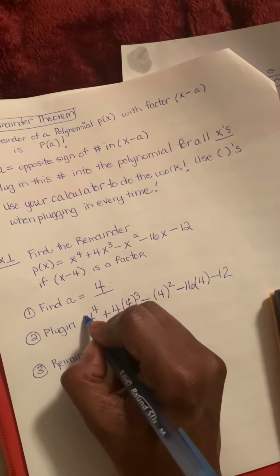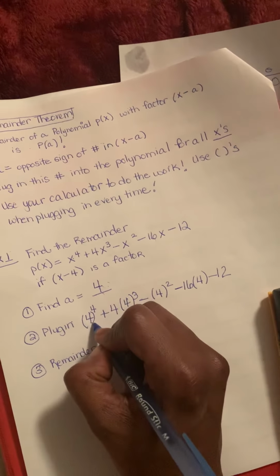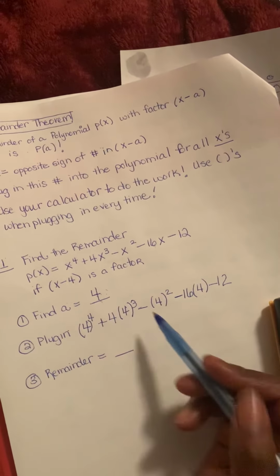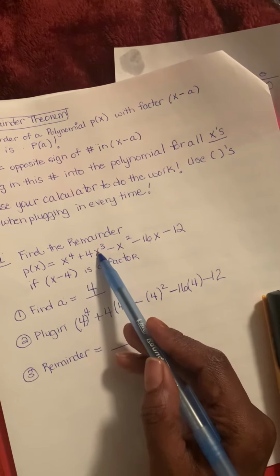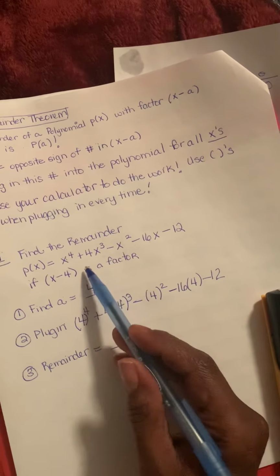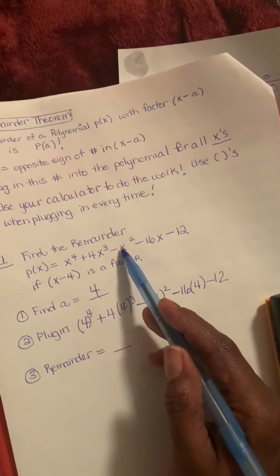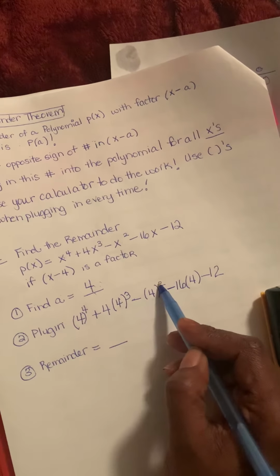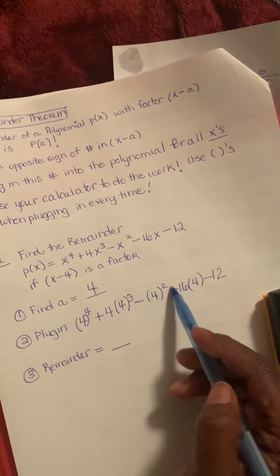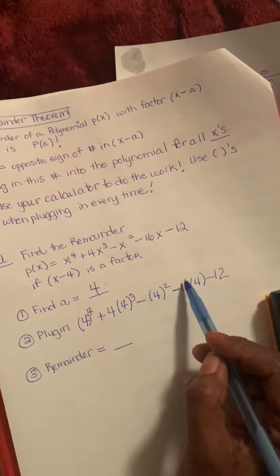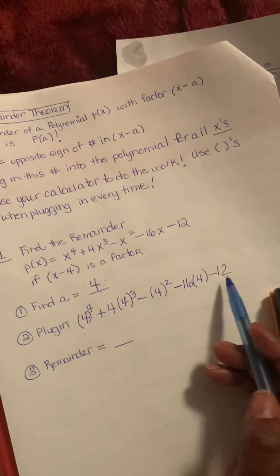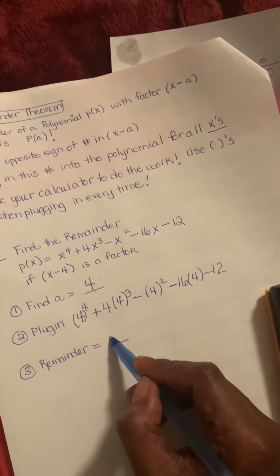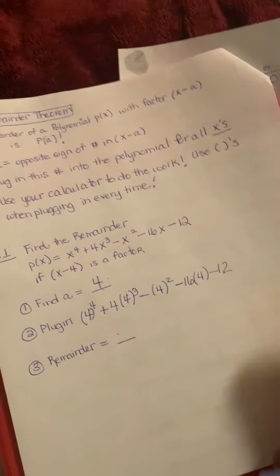So I forgot to put this one in parentheses, so I'm just fixing it. So notice every time I saw an x, it became a 4. This 4 is from the 4 that was already there. There's an x. I have a 4 with the same exponent. 16 stayed the same. There's an x. There's my 4. So all I have to do is type this in the calculator now, and whatever I get, that's the remainder. That's how easy this is.